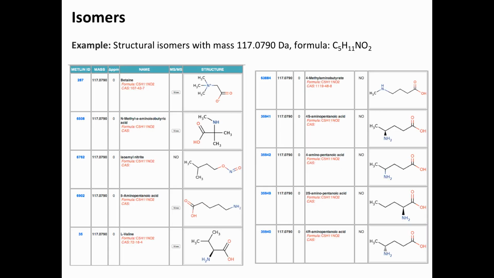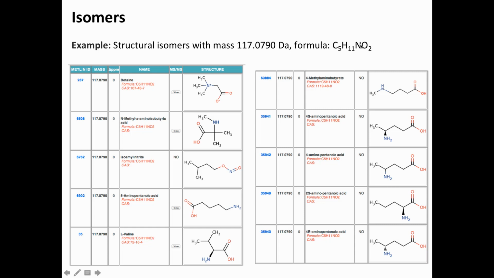When we go into one of these masses, like we just pick 0.790, that's C5H11NO2, then you see that there are already plenty of hits. And some of them are structurally similar, because we know we have at least two oxygen. We have exactly two oxygens, one nitrogen.